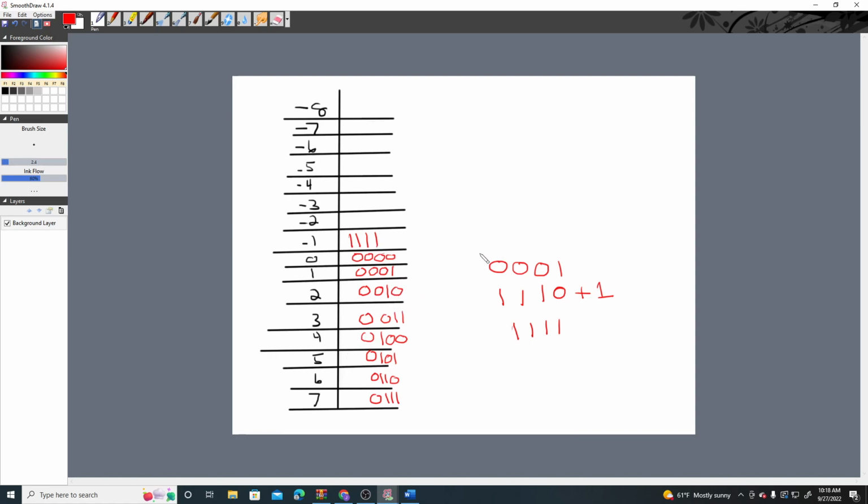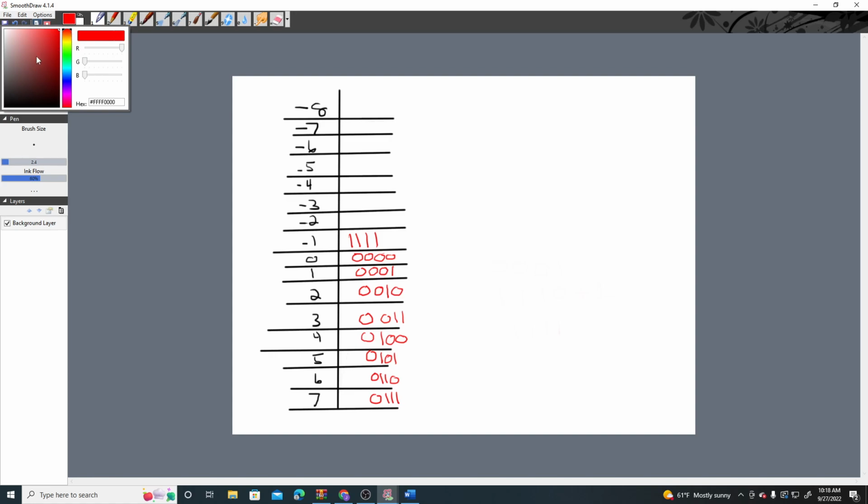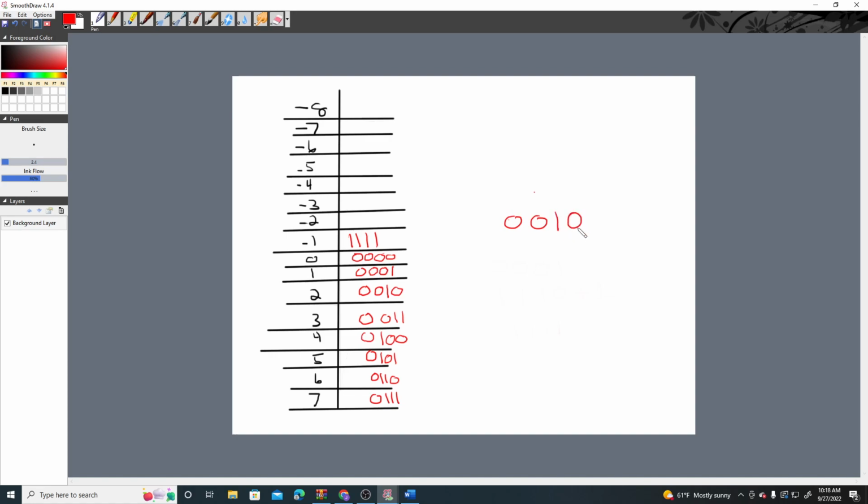All right? So let's do negative 2. We're going to flip the bits. Let's go ahead and do that. Actually, we'll keep it red. All right. So if we look at 2, we have 0, 0, 1, 0. So let's flip the bits. 0 becomes 1, 0 becomes 1, 1 becomes 0, 0 becomes 1, and then we'll add 1.